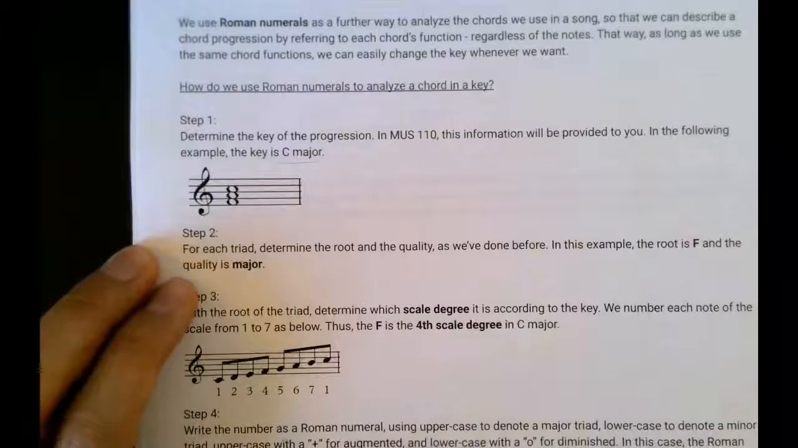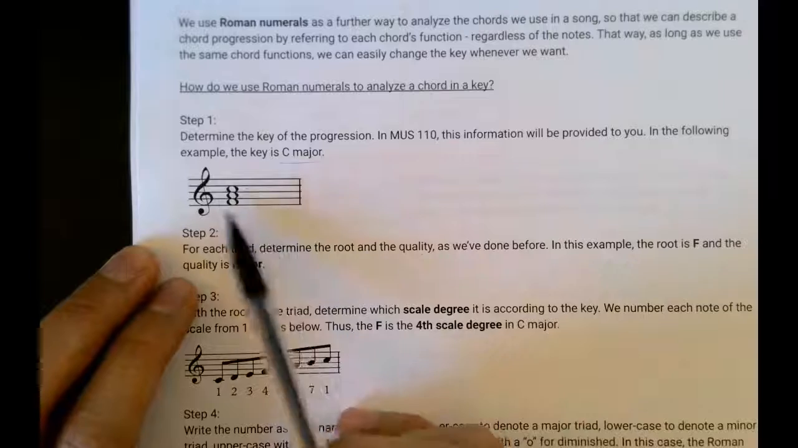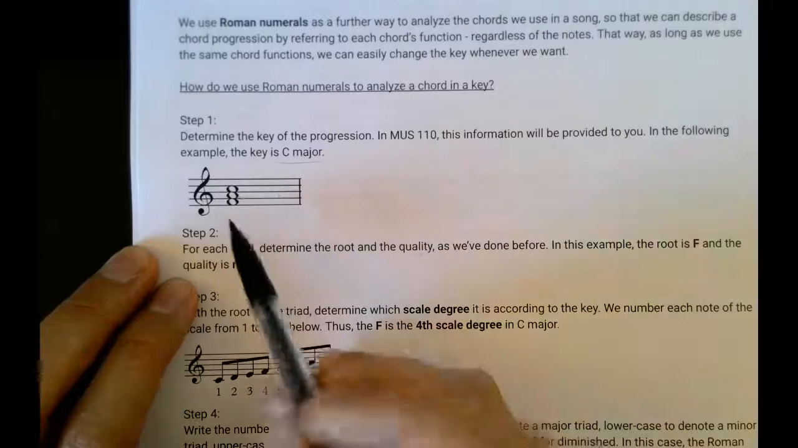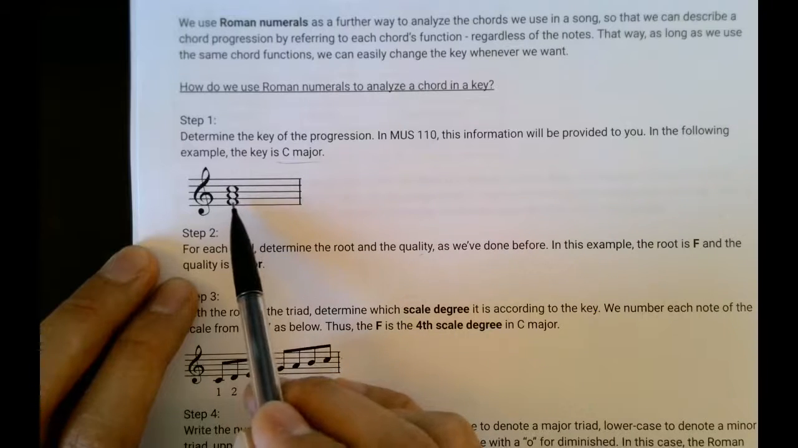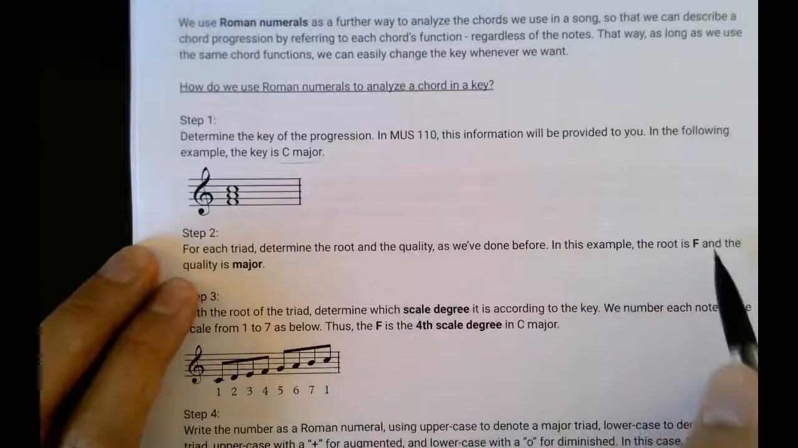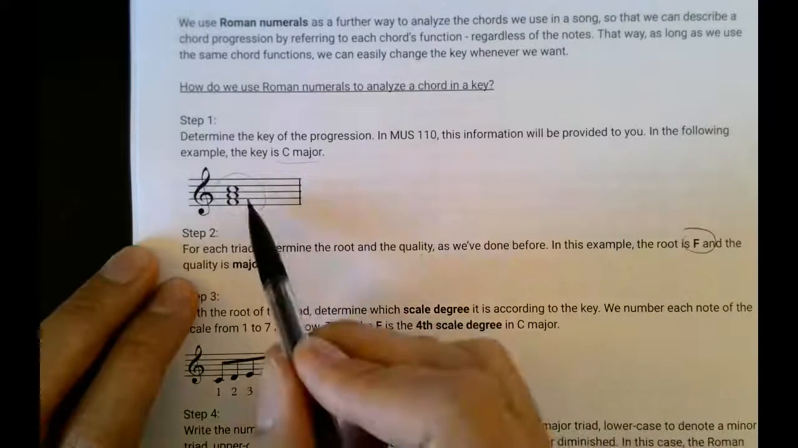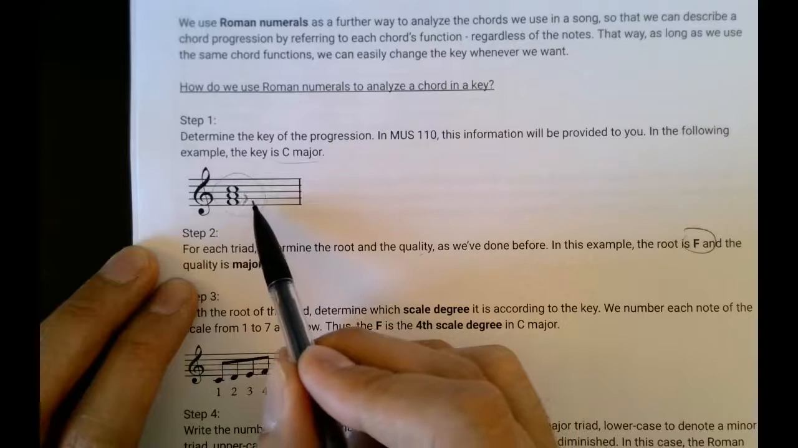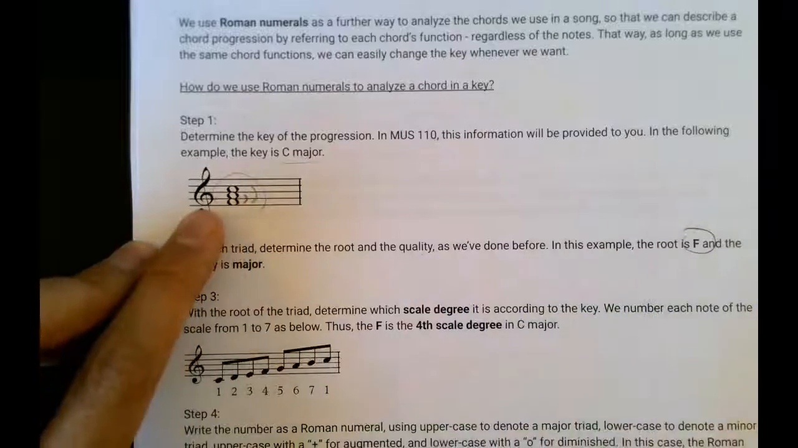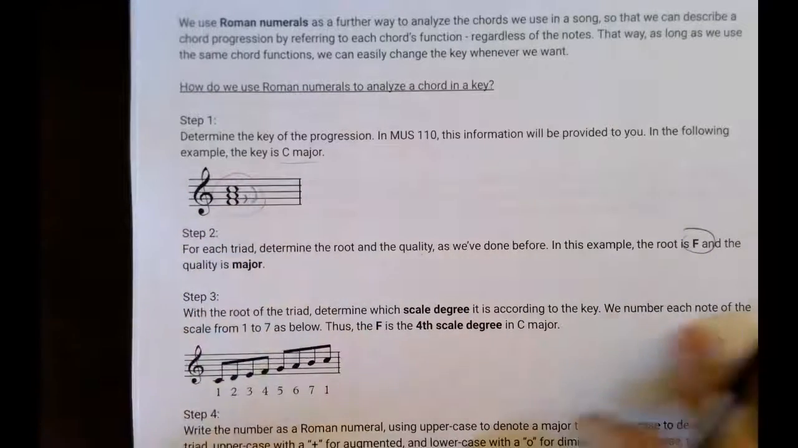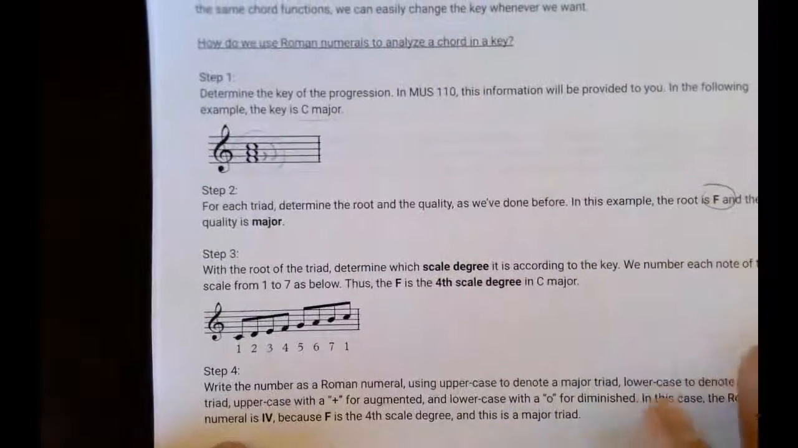Step 2, for each triad, we determine the root and the quality as we've done before. In this example, this is in root position, so this is the root, this is the 3rd, and this is the 5th. The bottom note is the root, so of course the root is F, and the quality is major because there's a major 3rd between the root and the 3rd, and a perfect 5th between the root and the 5th. That's from what we've done in the last few weeks, so please take a look at that if you need to review.